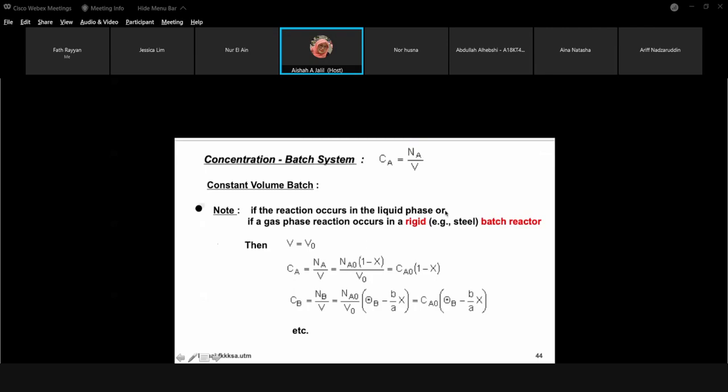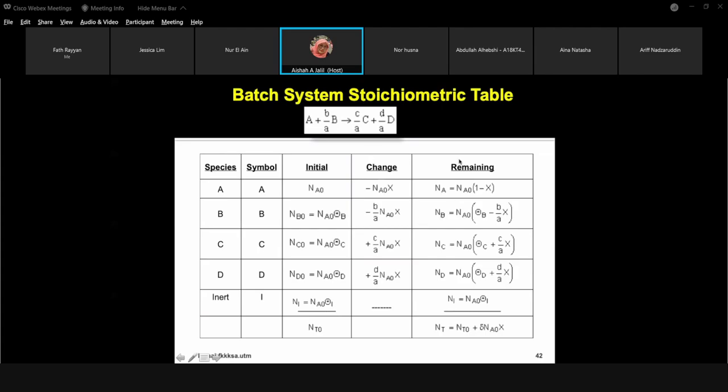As I said before, why do you want to write the stoichiometric table? Because you want to express C in terms of X. If you can see here, we just stop at A, B, C, and D. Actually, you have to put another column here for CA, CB, CC, CD. But they do not put it here, they put it in a sentence in theory to explain to you. But actually you have to put it here, and then you can get CA, CB, CC, CD.